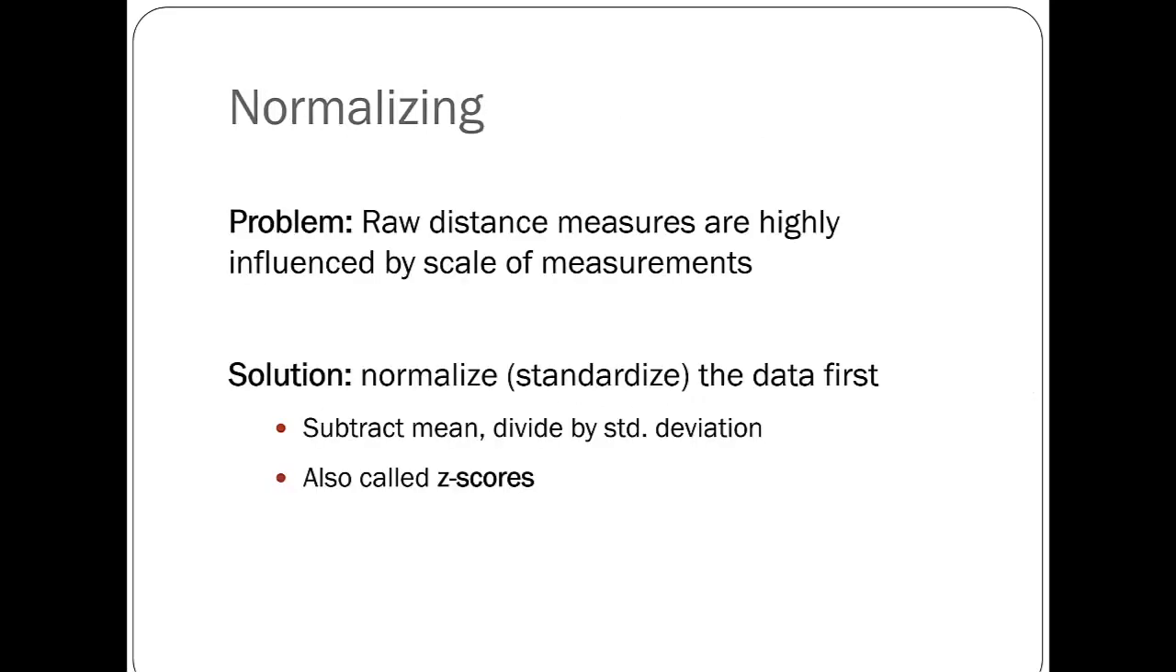Like with some of the other things we've done already, the scale of the variables can highly influence the distance. And so one thing that we often are going to do is to normalize the data first, which means we're going to find the mean, subtract that from each of the observations, and divide by the standard deviation. In other words, we're going to calculate the z-score.